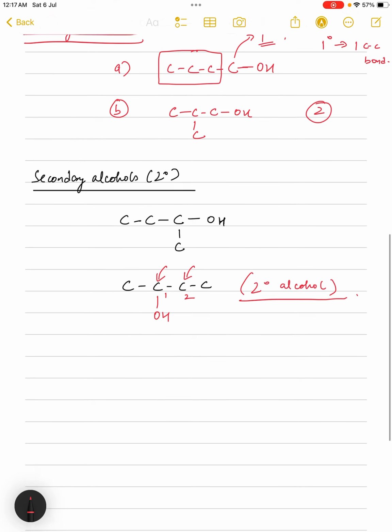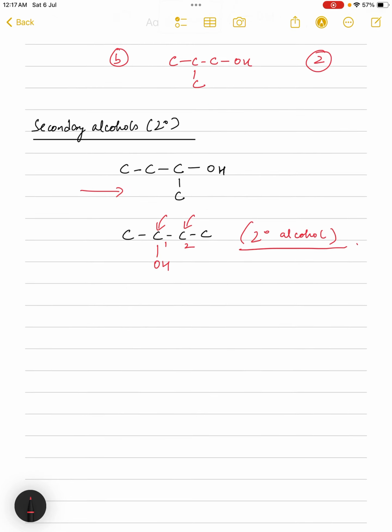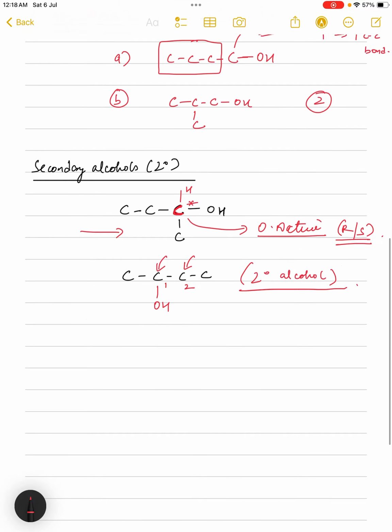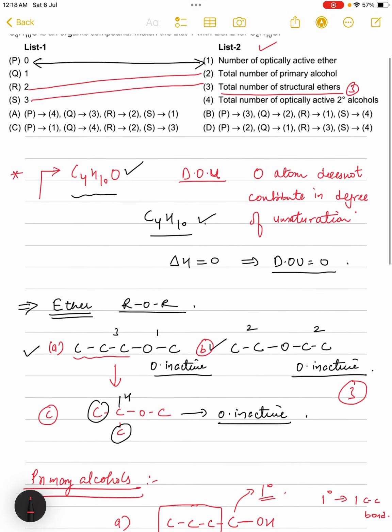In the secondary alcohol we obtain here, on the carbon marked red, four different groups are attached, right? That means this carbon is a chiral center, so it is optically active. If it is optically active, we will have two types of isomers. Either it will be R or it will be S. That means there are two optical isomers here. The optically active carbon can be either R configured or S configured. So there are two optically active isomers in the case of secondary alcohols.